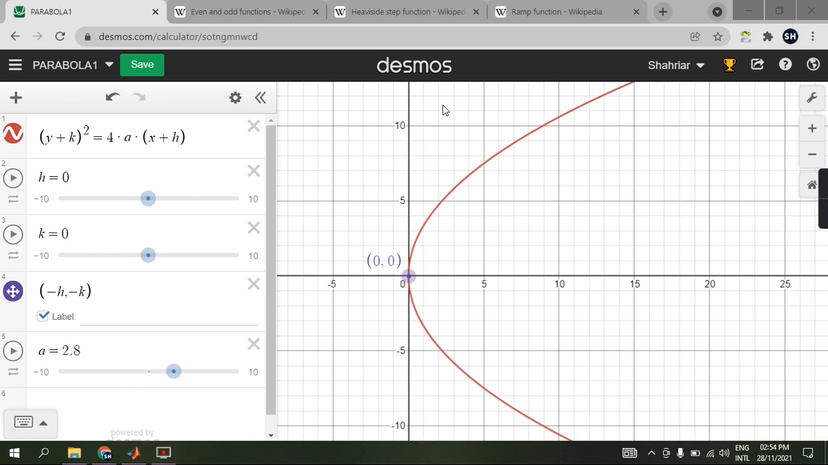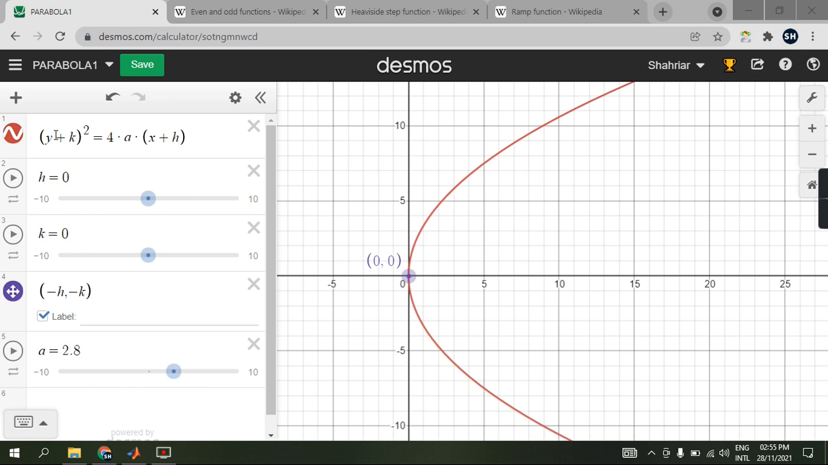So before going into the piecewise function or the even odd function, we will discuss some basic things regarding the shifting of the axis. So here you're seeing an equation of a parabola, which we are already familiar with, which is y square equals 4ax.